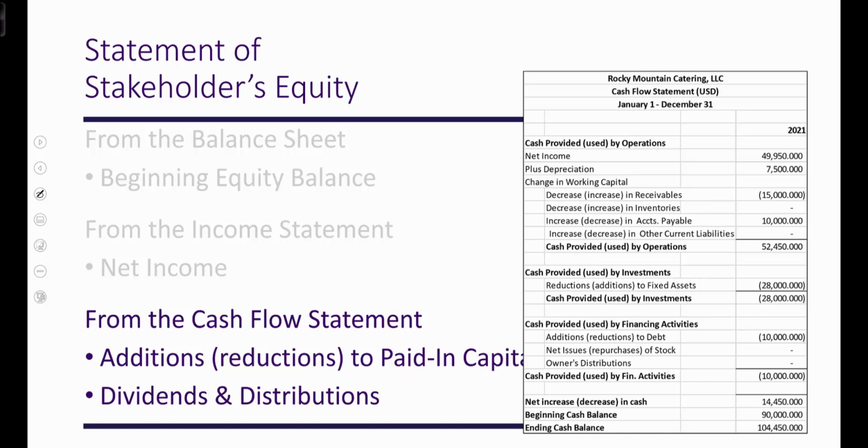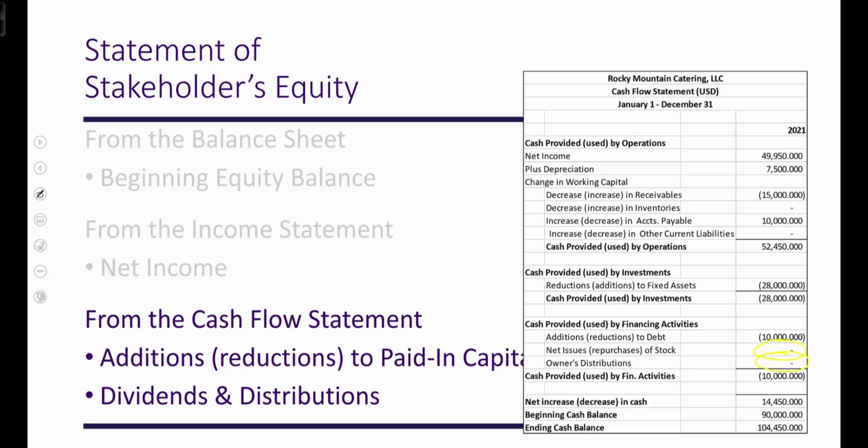From the cash flow statement, we're going to take a look at additions or reductions to paid-in capital. That's the same thing as issuing stock to investors or buying stock back from investors. And then we're also going to look at dividends and distributions. So equity dividends, equity distributions we're giving to our equity stakeholders. Well, in this case, we don't have any additions or reductions of stock, and we didn't pay any distributions out to stakeholders.